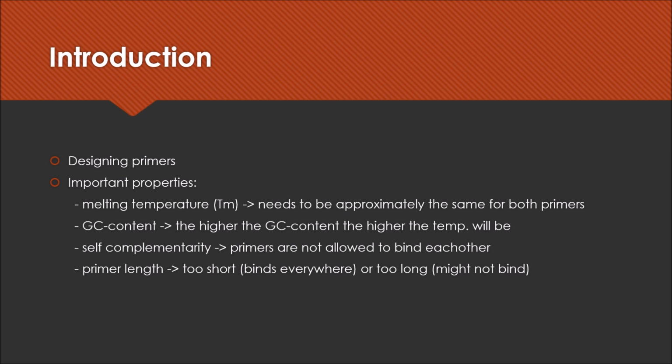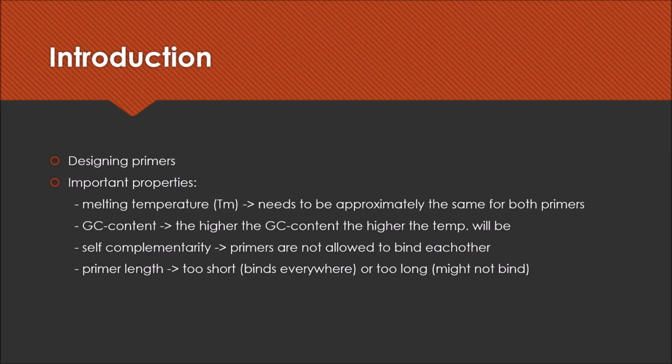The most important properties in designing primers are first of all the melting temperature, or TM. This is always between 55 and 65 degrees and needs to be approximately the same for both of the primers. This is because when we do a PCR, for example, both of the primers need to work at the same annealing temperature.